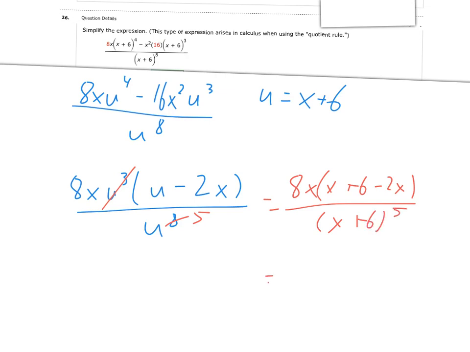And then we will simplify here. So 8x times negative x plus 6, which does not cancel out with the bottom because it's different. And then I would distribute up top. You can try that, or you could probably write it as negative 8x squared plus 48x over x plus 6 to the 5th.